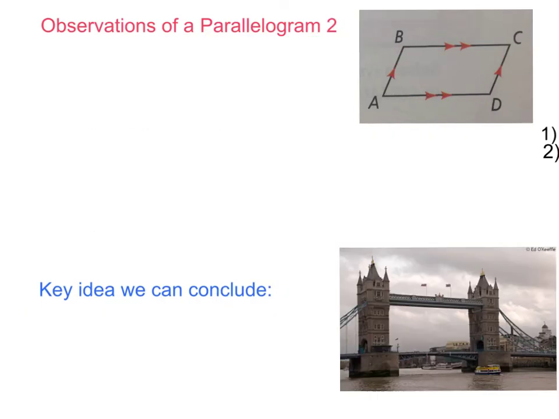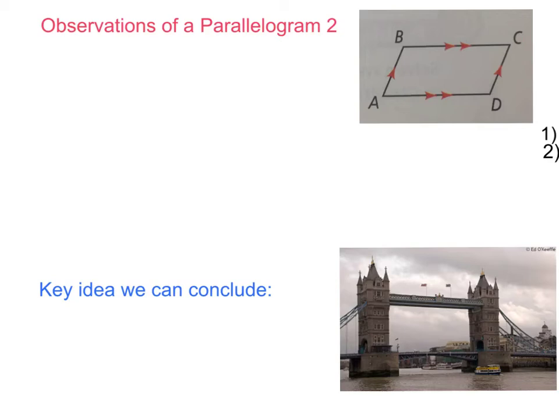So now we've come up with some key ideas about a parallelogram. From the definition, we knew that a parallelogram has four sides, and that opposite sides are parallel. Now, because of the observations we made first, we know that opposite sides are also congruent. So BC is the same measurement as AD, and AB is the same measurement as CD.